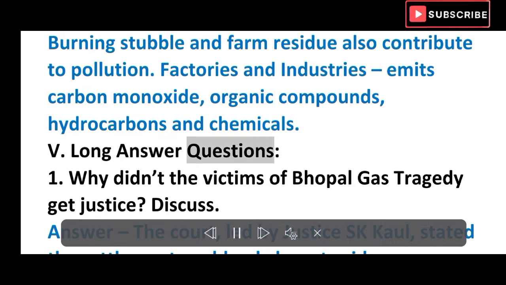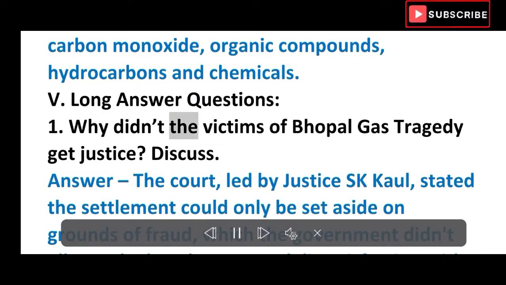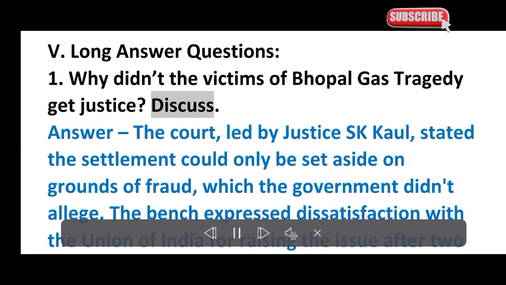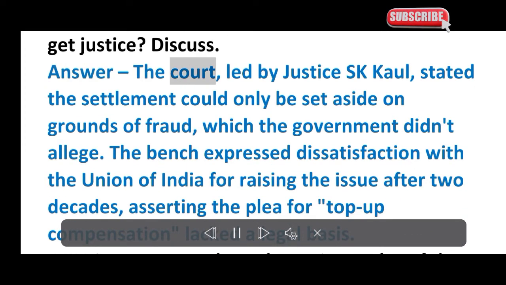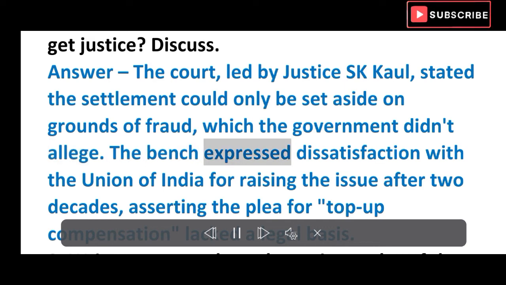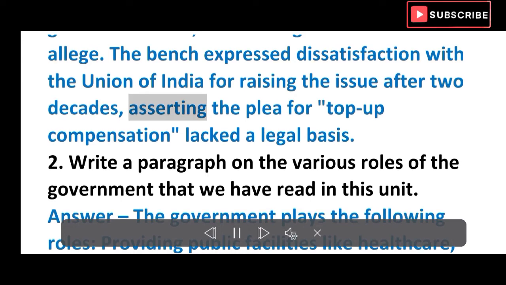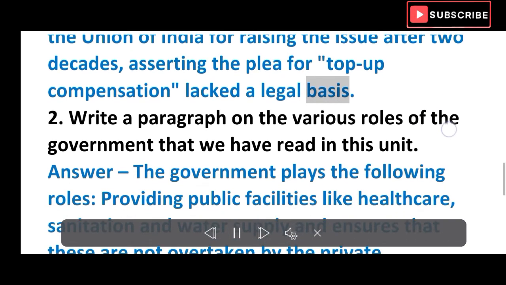Long answer questions. 1. Why didn't the victims of Bhopal gas tragedy get justice? Discuss. Answer: The court, led by Justice S.K. Kaul, stated the settlement could only be set aside on grounds of fraud, which the government didn't allege. The bench expressed dissatisfaction with the Union of India for raising the issue after 2 decades, asserting the plea for top-up compensation lacked a legal basis.